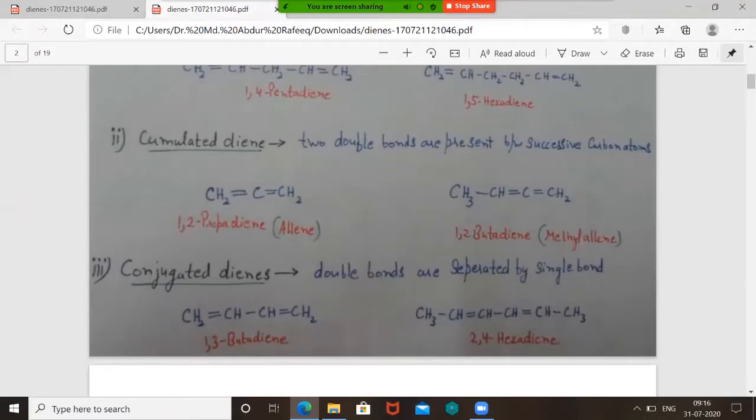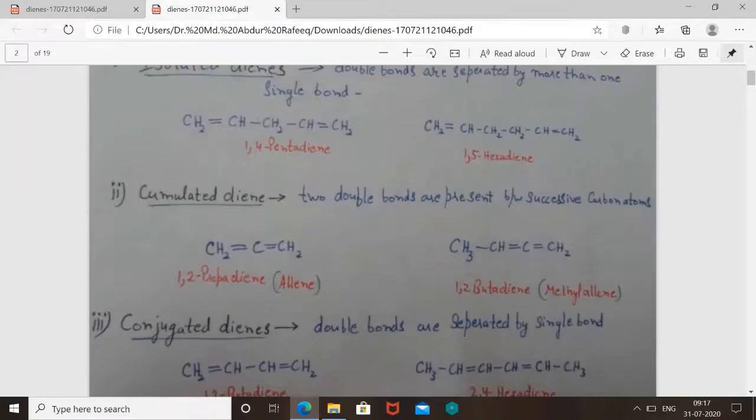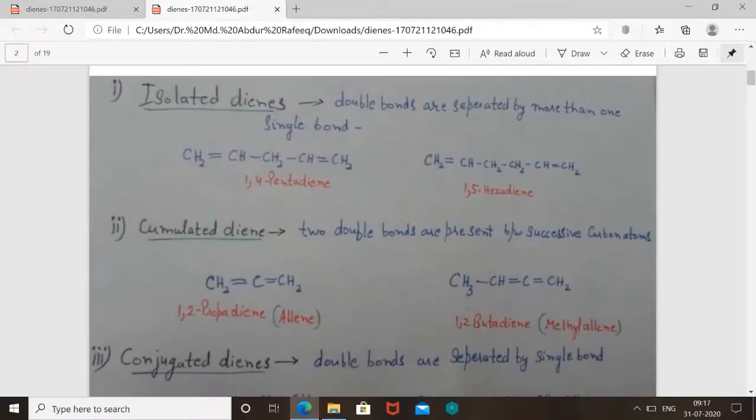Conjugate means one after the other, alternate. If double bonds are present on alternate carbon atoms, separated by a single bond, this is called conjugated dienes. Hence, dienes are the compounds which have two double bonds. Di means two, triene means three double bonds. Dienes can be divided into three types.